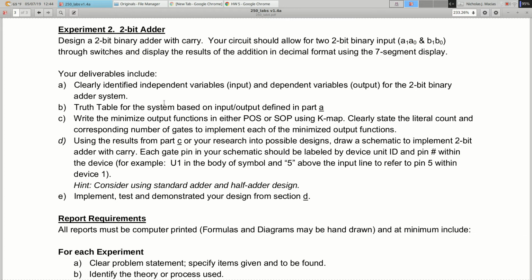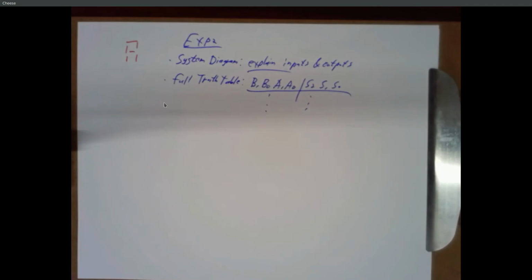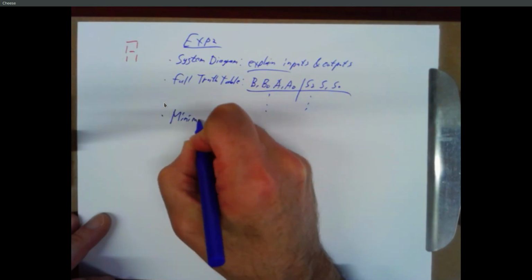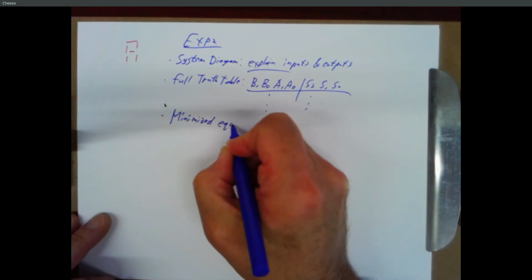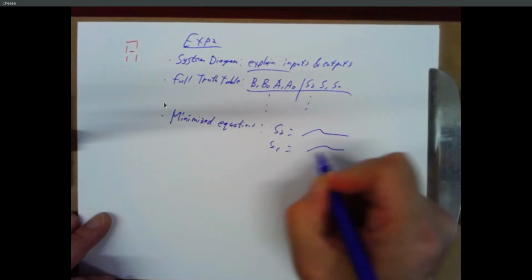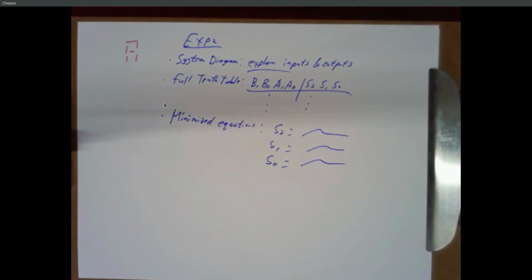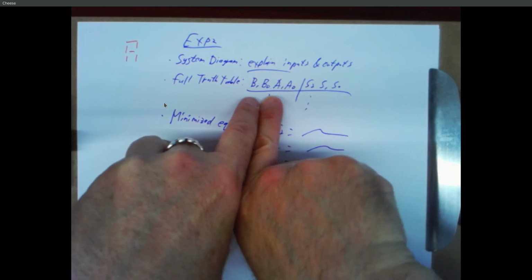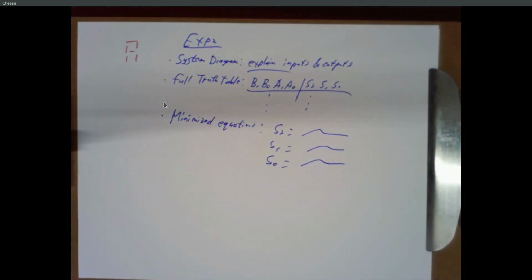Okay, here's where it gets tricky. Minimized output functions in either product of sums or sum of products using a K-map. You want 3 equations here. S2 equals, S1 equals, S0 equals, as a function of your inputs, B1, B0, A1, A0, or their complements. Sum of products or product of sums, up to you.